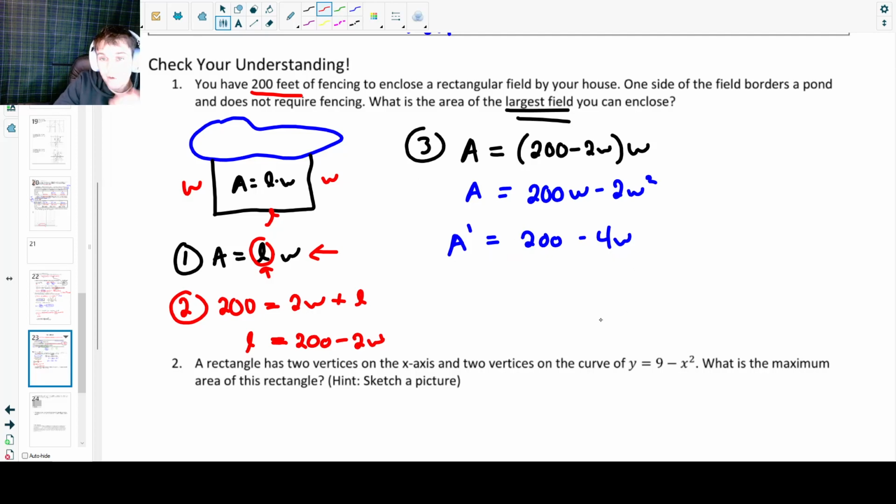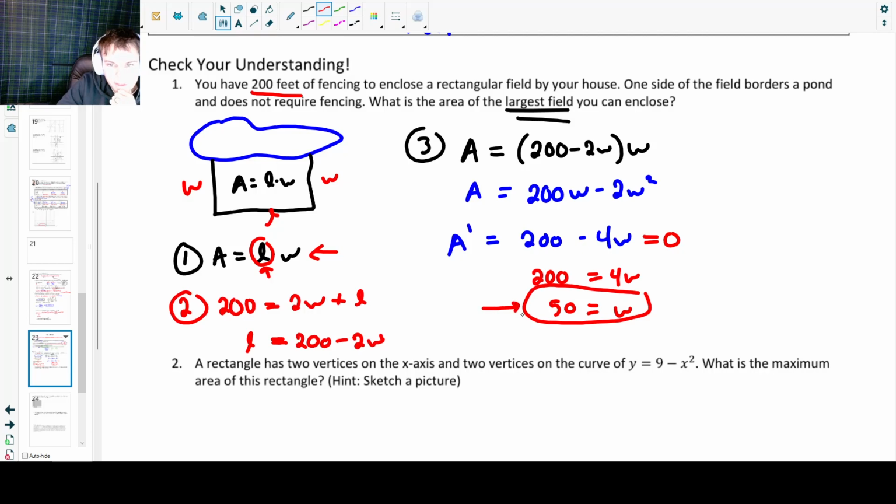To figure out relative extrema, which our maximum would be, we need to set this equal to 0 to find our critical values. So we add 4W to both sides, divide by 4, and we get W equals 50. So this is a potential relative extrema, and it's the only one that we found. There aren't any others. So this is probably our maximum value.